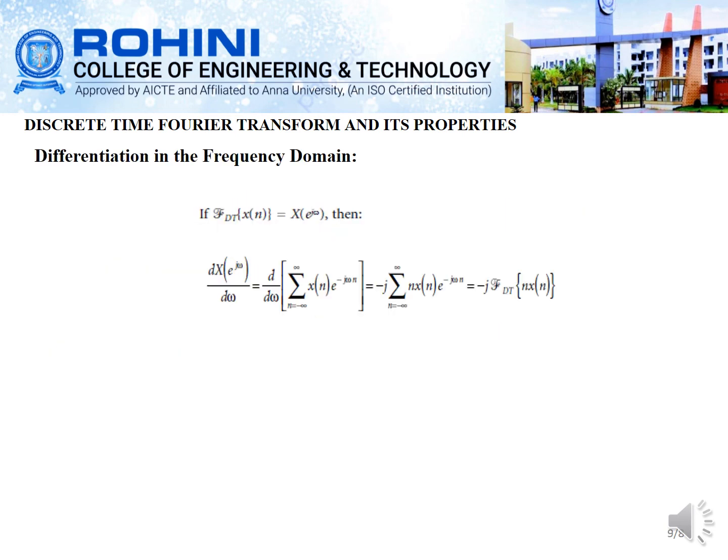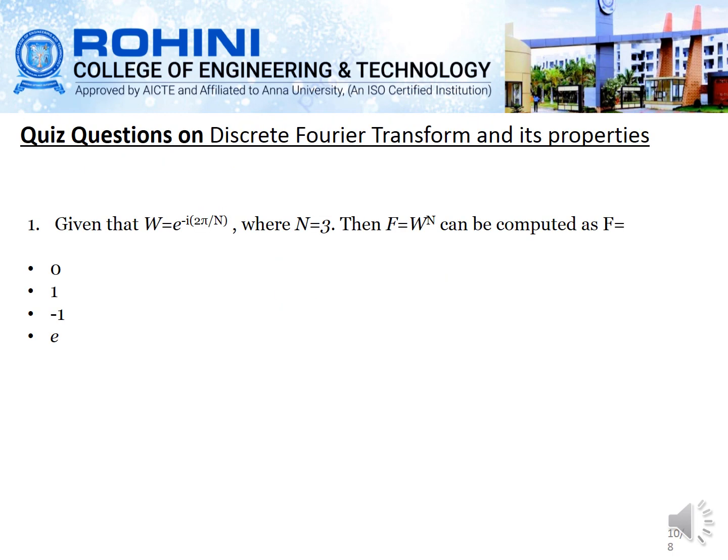Differentiation in the frequency domain. If the Fourier transform of x of n equal to X of e power j omega, then dX of e power j omega by d omega equal to minus j into the Fourier transform of n into x of n. These are some of the possible quiz questions.